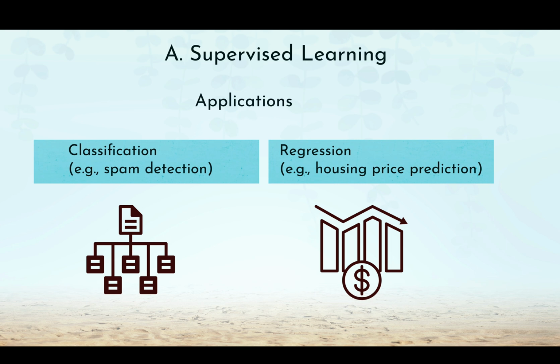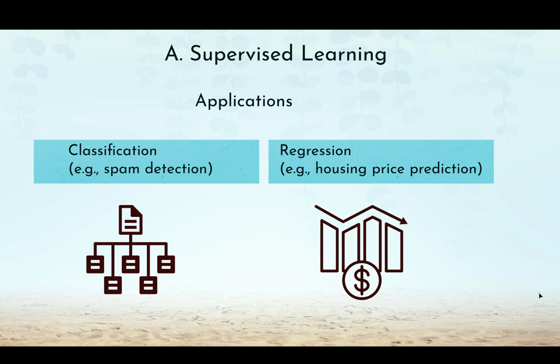In regression, the model predicts continuous values based on input data. For example, in housing price prediction, the model is trained on historical housing data to predict the price of a house based on factors like location, size, and condition. These applications demonstrate how supervised learning models map inputs to outputs to make useful predictions.